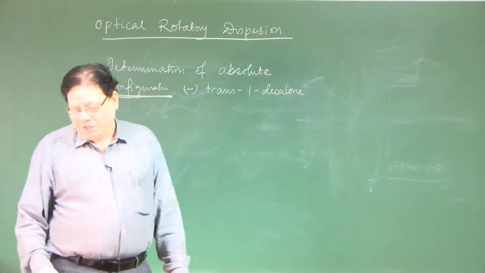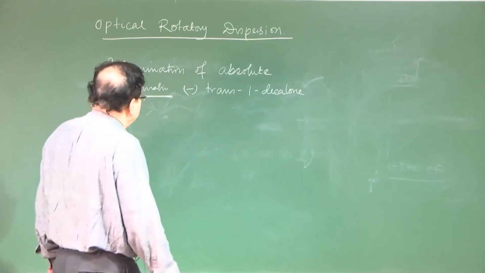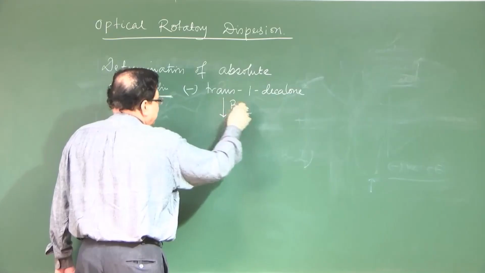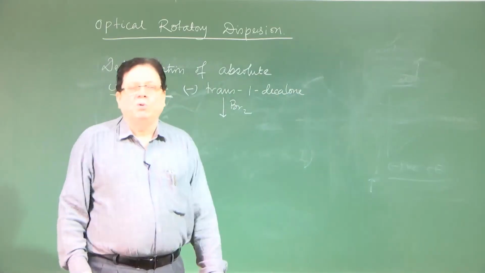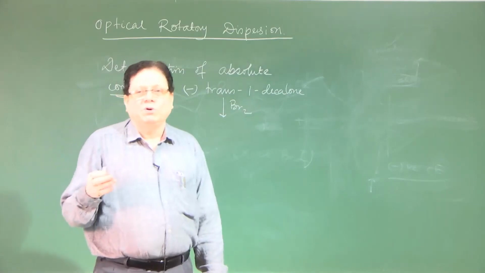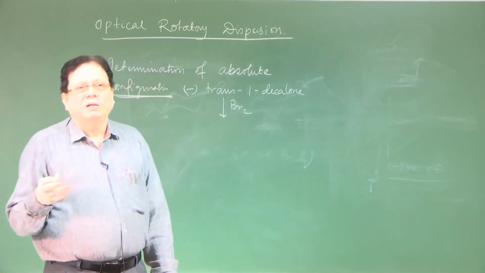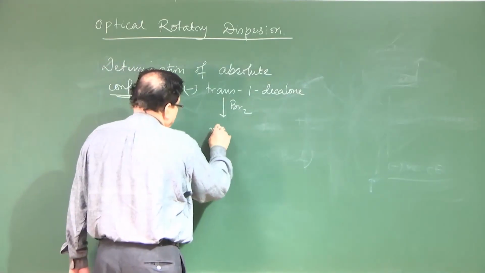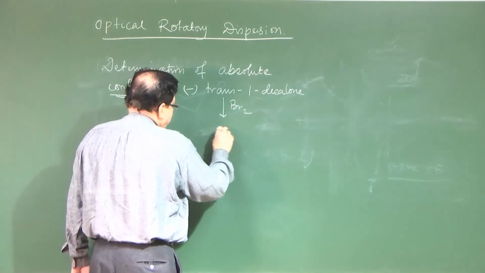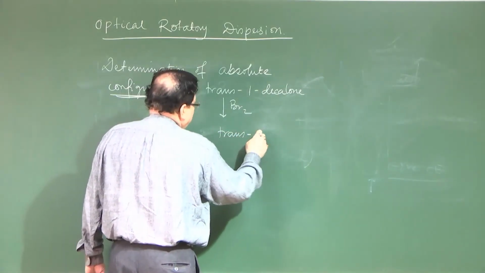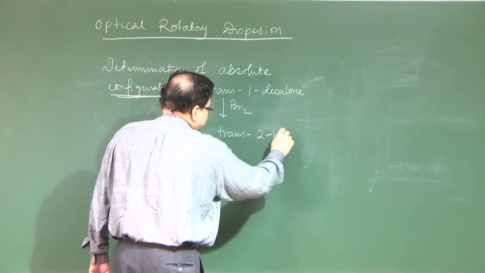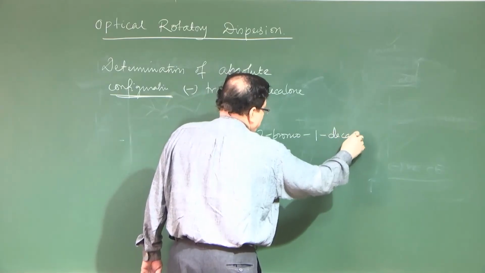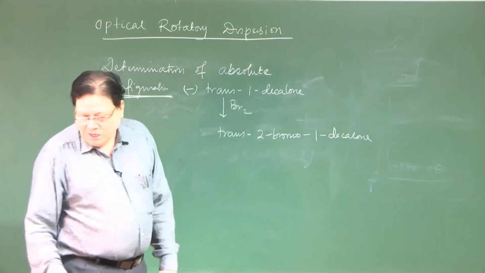determine the absolute configuration. Now, the experiment that was done is that first you do alpha monobromination. If you want monobromination of a carbonyl, you know that it has to be acid catalyzed. So, with bromine you get the monobromo compound. So, what you will get is trans 2 bromo 1 decalone. I will show you the planar structure.